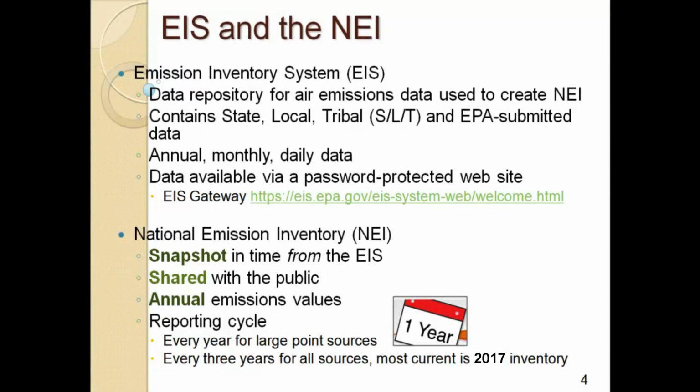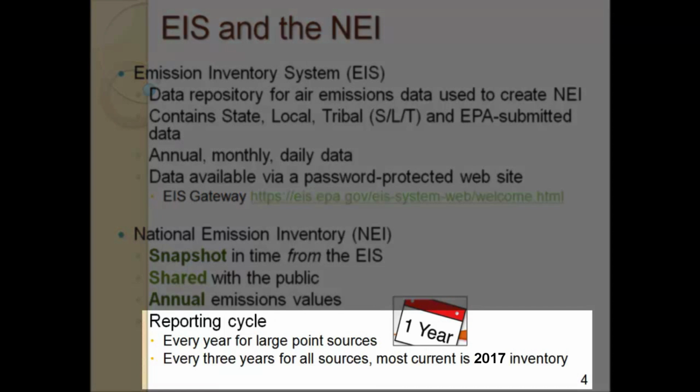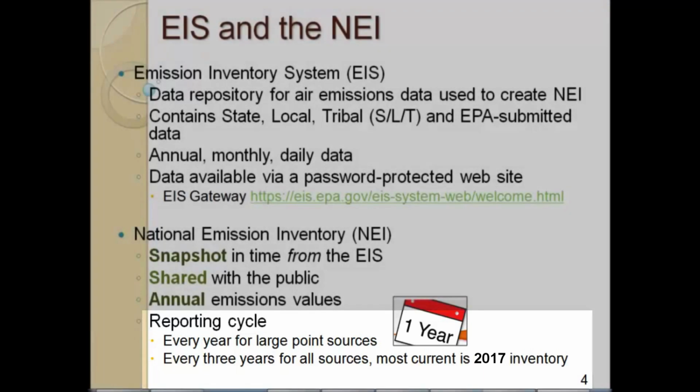It's always on an annual reporting cycle for large sources. For smaller sources, it's on a 3-year reporting cycle. So for non-point sources, non-road sources, and on-road sources, it's on a 3-year reporting cycle. So the most current of that tri-annual inventory is the 2017 data, and that's the data that you're going to be importing into your TEISS project.